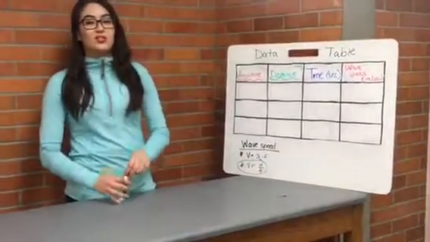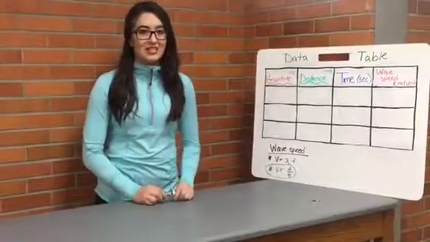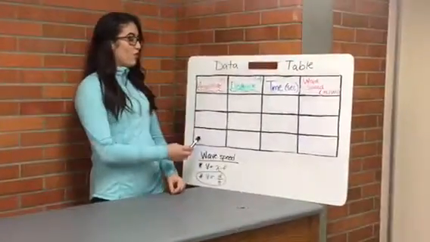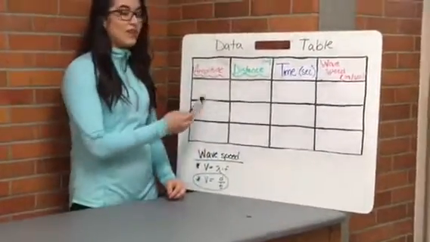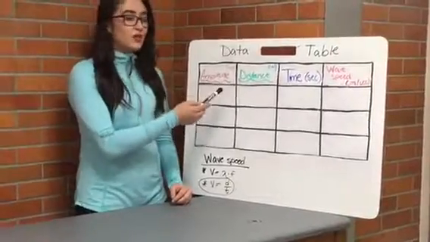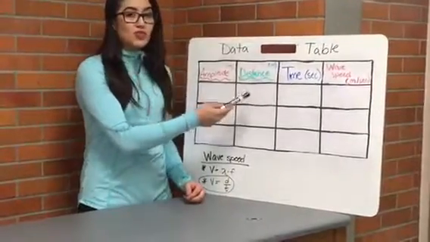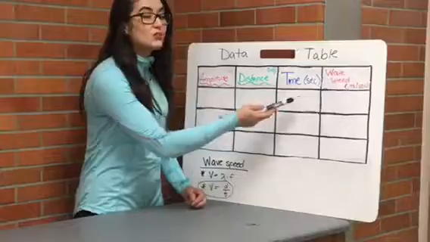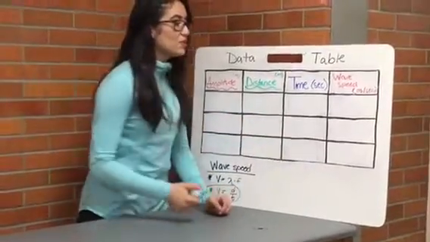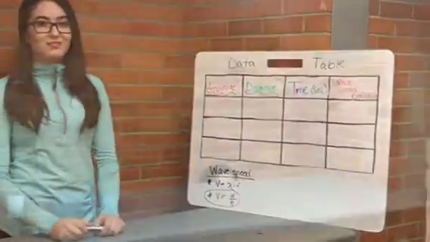So before we start the procedure, I want you to make a data table. Our data table is going to be a 4x4 table where we have the amplitude on the left measured in meters, the distance also measured in meters, the time which is measured in seconds, and the wave speed which is measured in meters per second.